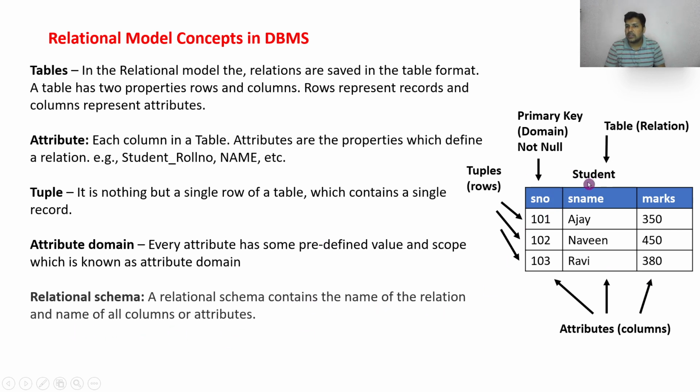For example, if I have a table with empty data, say student number, student name, marks, I have only headings and the table name. So I don't have any values. That is called a relation schema. It's the structure of a relation, right?